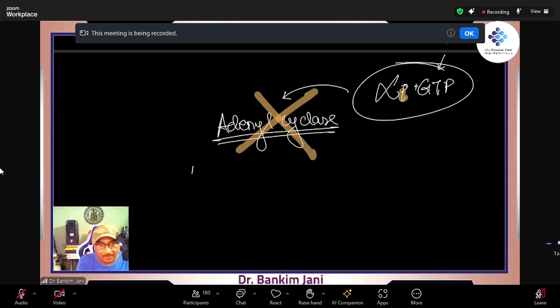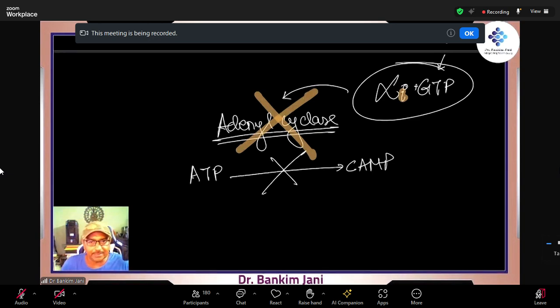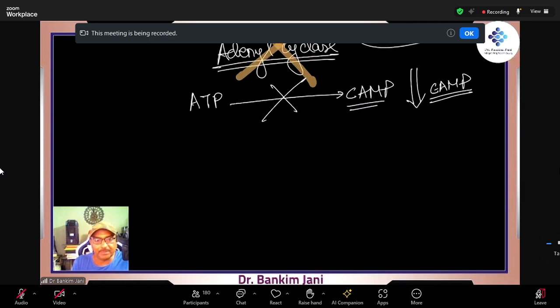The ATP which was getting converted into cyclic AMP is now stopped, because it was adenyl cyclase that converted ATP into cyclic AMP, like a bag full of notes. Now it says nothing doing, no money will go. So cyclic AMP is reduced, because this friend said stop adenyl cyclase. When cyclic AMP decreases, protein kinase is affected. Protein kinase says no money, no work.